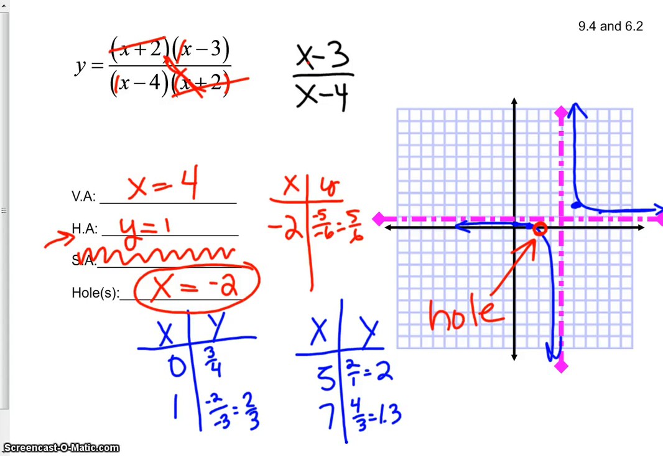Now, please make sure to watch the next video, which is going to do another example of a graph like this, and we're going to be looking at slant asymptotes. Good luck.